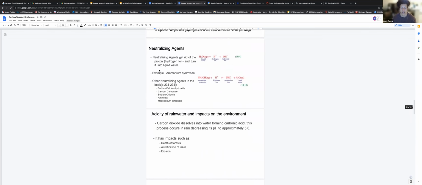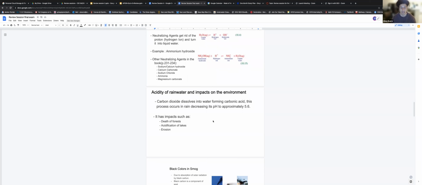And then we have neutralizing agents. So looking at neutralizing agents, this was also touched on in the last review session, I believe. But understand the differences: sodium, calcium hydroxide, calcium carbonate, sodium chloride, ammonia, magnesium carbonate. So understanding that and how neutralizing agents actually interact within the Earth spheres and their impacts on acidic environments.